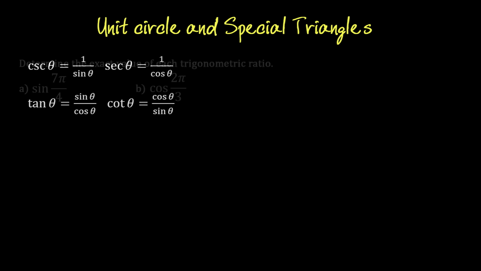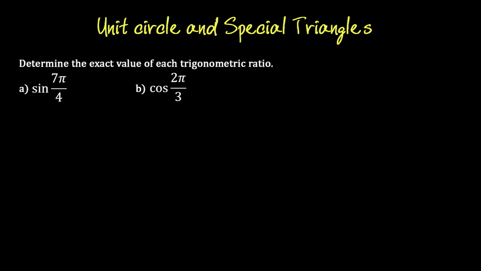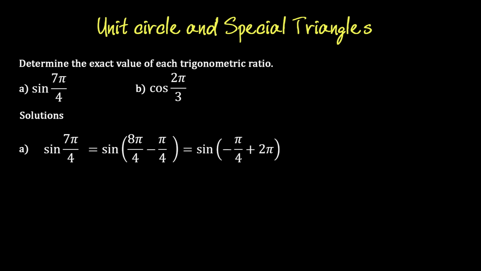Here are some examples. Determine the exact value of each trigonometric ratio. Solutions. A. Write 7 pi as 8 pi minus pi. 8 pi divided by 4 equals 2 pi, which is the period of the sine function. So you can drop 2 pi and the original expression becomes the sine of negative pi divided by 4. Since the sine function is an odd function, the latter can be written as a negative sine of pi divided by 4. The answer is negative square root of 2 divided by 2.